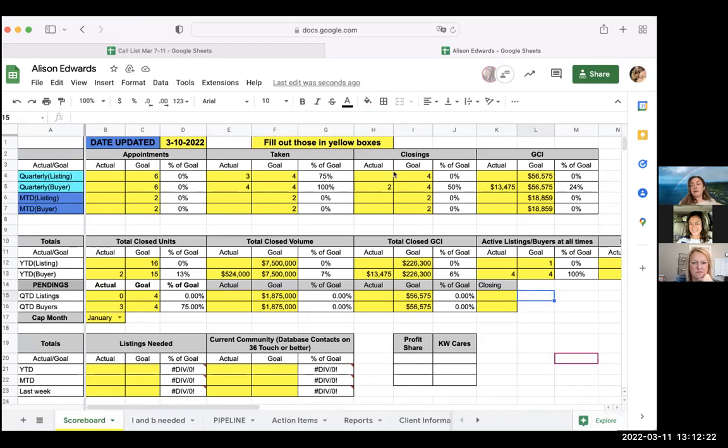So we don't have any listings closed yet. And the likelihood, unless you have a buyer that's coming in paying cash and wants to close by the end of the month, is that you're going to have to roll these 4 closings into April. Okay, so that makes sense.